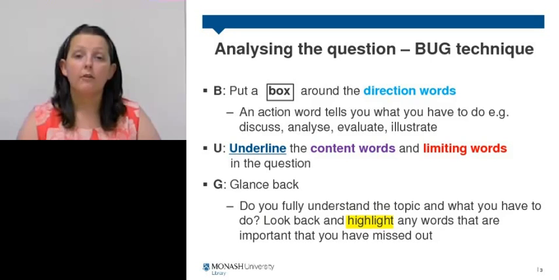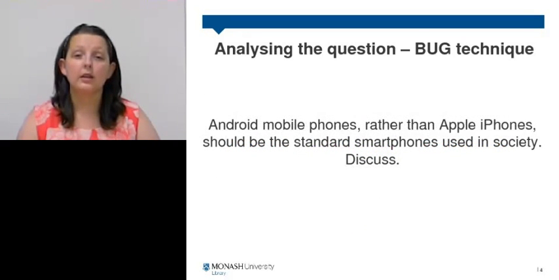Finally, you look over the question and see if there's any word that you have not previously either underlined or put a box around that is important to the overall meaning of the question. These you should highlight. I'm going to illustrate this technique to you using this example topic. Android mobile phones rather than Apple iPhones should be the standard smartphones used in society.